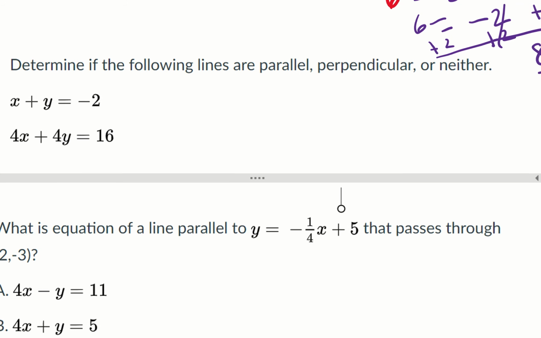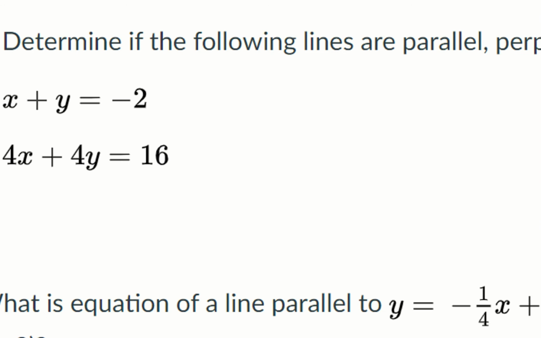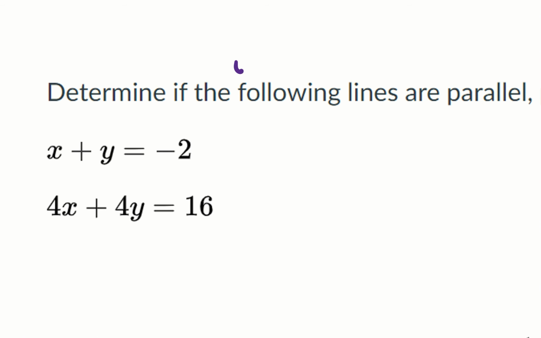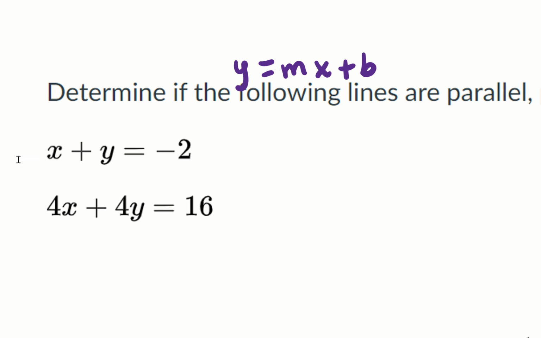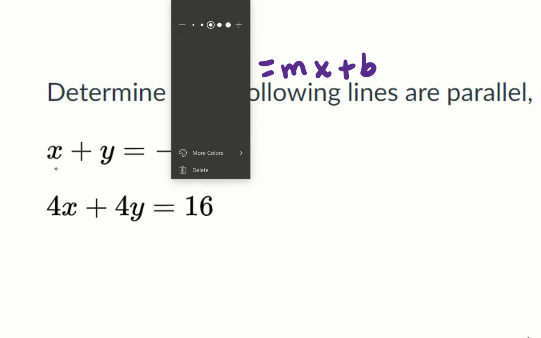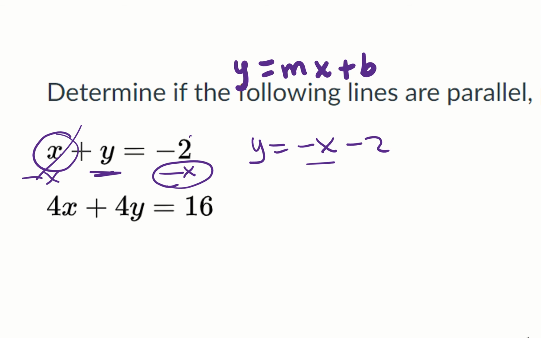All right, determine if the following lines are parallel, perpendicular, or neither. First you need to convert these to slope-intercept form, y equals mx plus b. So if I want to do that, I need to solve for y. I'm going to get rid of this x by subtracting it on both sides. So I get y equals negative x minus 2. Notice I wrote the negative x first, and then the 2 last.